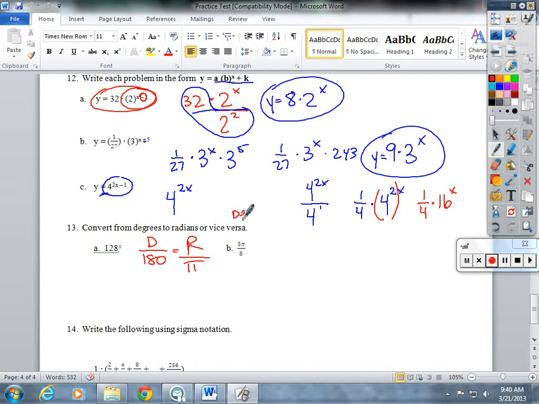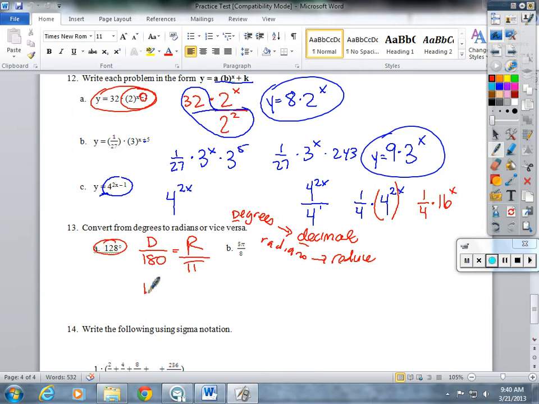Look, degrees, if that's what we're looking for, decimals are okay. Degree, decimal. Radians, if it's radians we're looking for, we just want to reduce. All right, we don't want decimals. Here we're looking for radians.